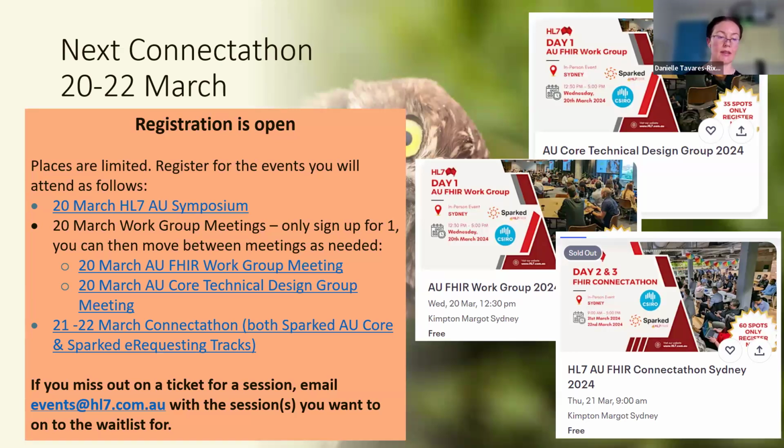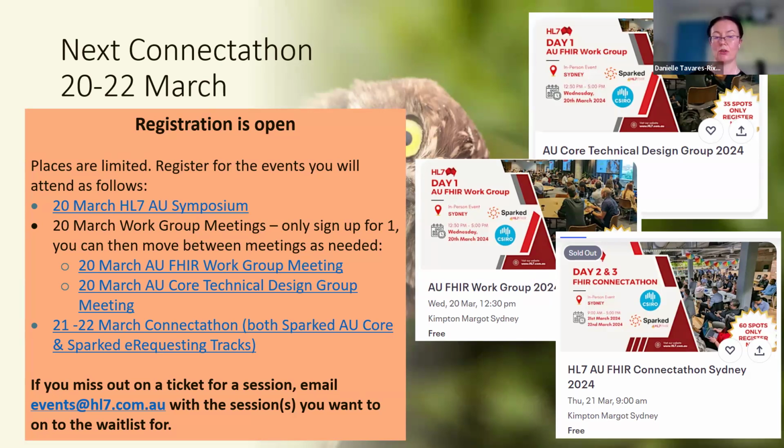So there's a few events. On March 20th is both a symposium and also some work group meetings. So the FHIR work group and the AU core group are meeting face-to-face. If you want to attend those or either of them, just sign up for one and you can just move between rooms as needed. And for the Connectathon, the link is there, but I will say it's already sold out if you haven't signed up.